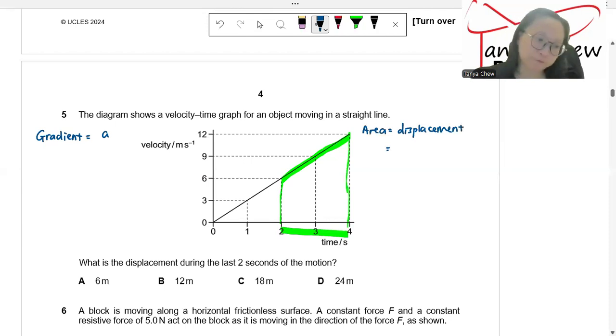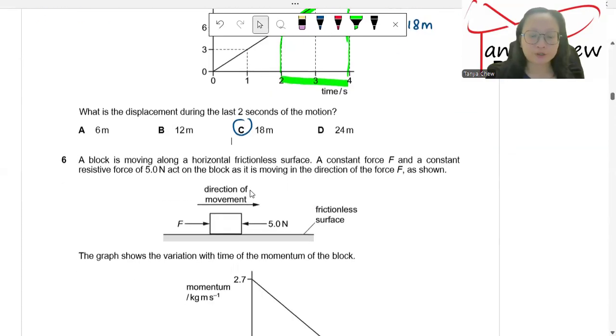So this is the area of trapezium. Half A plus B. A is 6, B is 12. 6 plus 12 times 2 seconds. 4 minus 2 is 2 seconds. So you should get 18 meter as the answer. C is the answer.